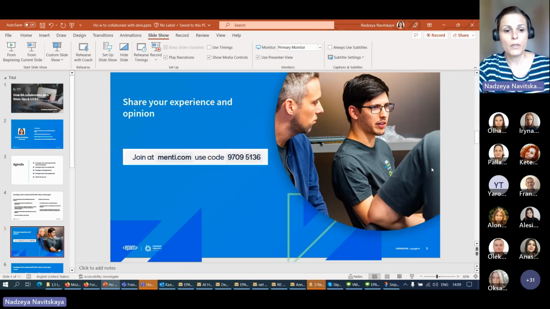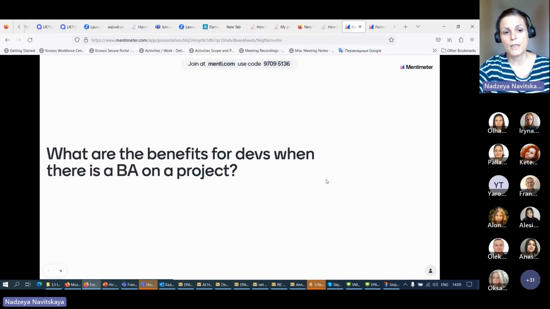What do you think will be the real value for developers when they have a business analyst on the project, and the business analyst does the work well? So what are the benefits, not for the project, not for the client, but for developers themselves? So please don't be shy to answer this question. For me, it's very interesting to see your opinion. What do you think, how can you demonstrate the value for developers?